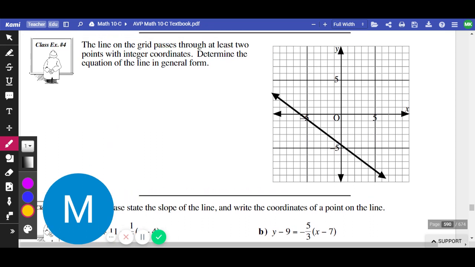So here's this beautiful grid. It says the line of the grid passes through at least 2 points with integer coordinates. That just means it passes through 2 points perfectly. Determine the equation of the line in general form. So determine the equation means create an equation. Okay? You're doing the creating. In general form. I'll give you a hint.